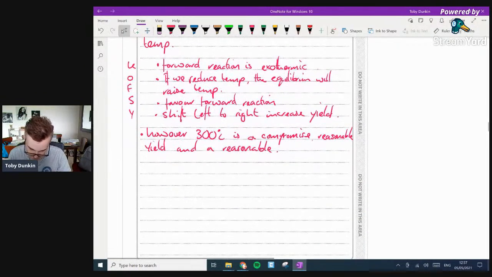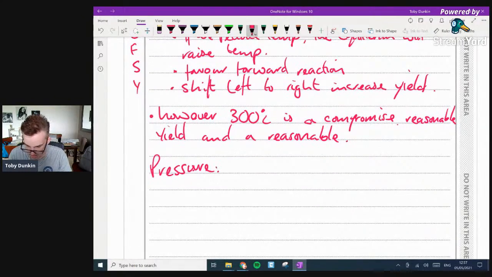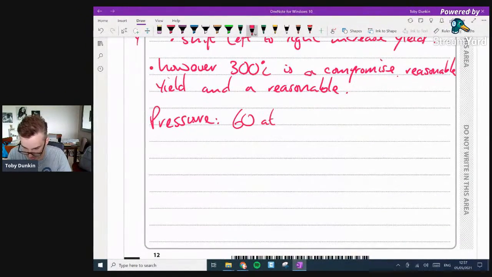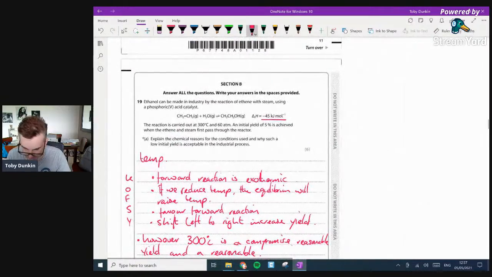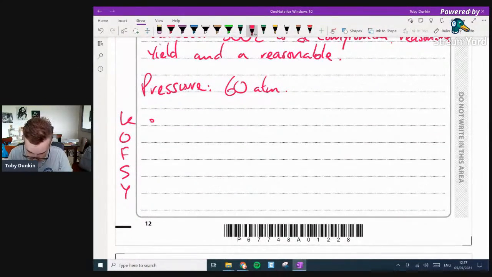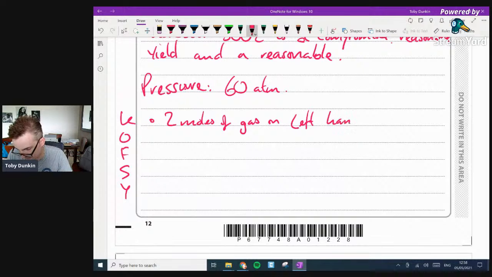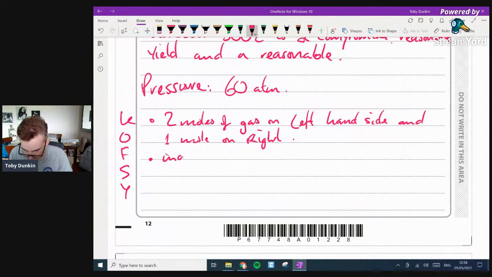Next, pressure. Okay, 60 atmospheres. COFSI. Knowledge. Pressure is about particles on either side. 2 moles on the left, 1 mole on the right. 2 moles of gas on left side of equation and 1 mole on right. Oppose. Increase pressure.